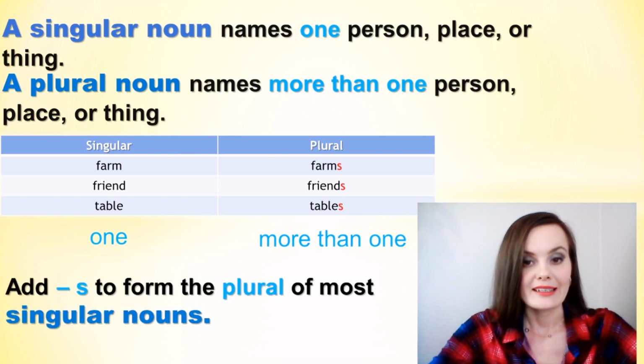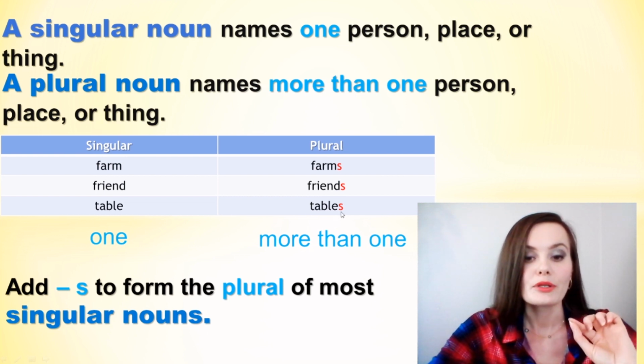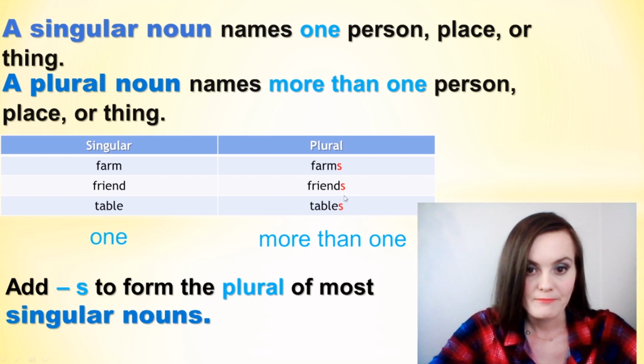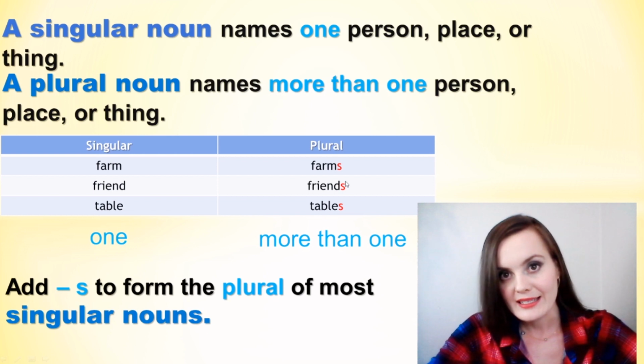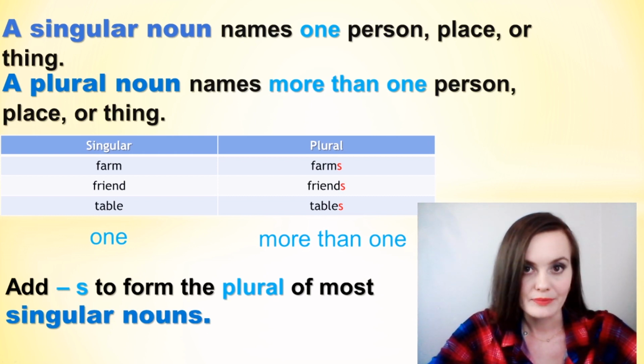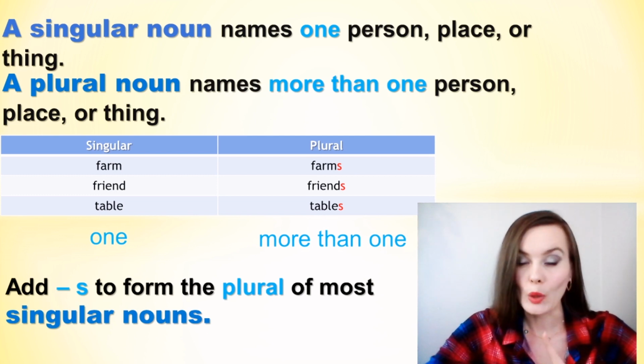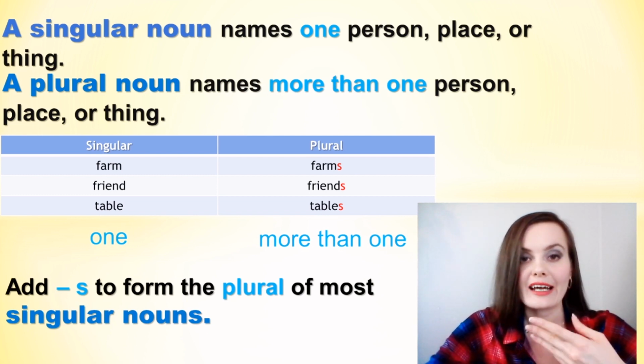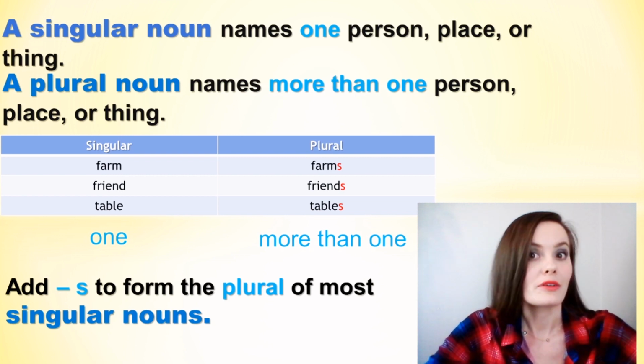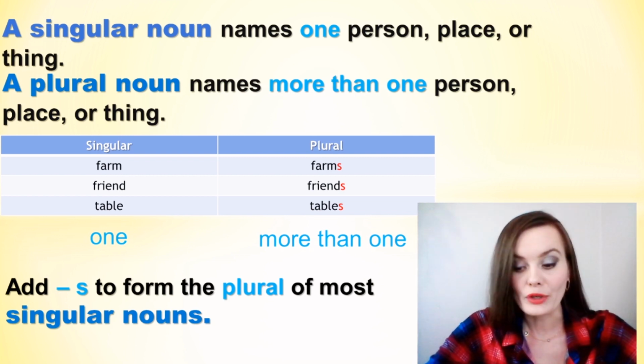Now, as you look at this table, what do we do with nouns when we want to make the plural form? We add s to form the plural of most singular nouns. So you can see that we added s in all these cases. By adding an s, we are making our noun plural. Okay, let's move on. However, the rule of adding s to the noun does not work for all of the cases. We're going to look at more.